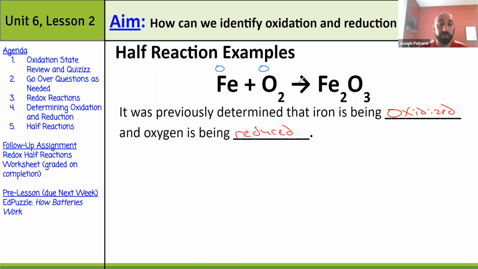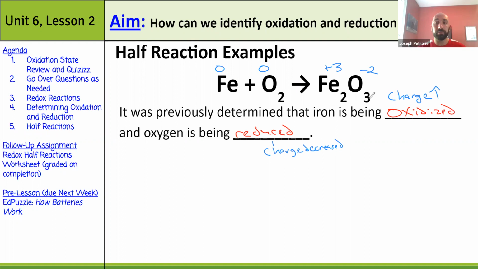And then it was determined through looking at the oxidation state rules that oxygen now has a -2 charge when it's on the product side, and iron, in this case, has a +3 charge. So the charge on iron increased, leading it to be oxidized. I'm going to note here, charge increased. And for oxygen, it went from 0 to -2, so the charge went down, hence being reduced.